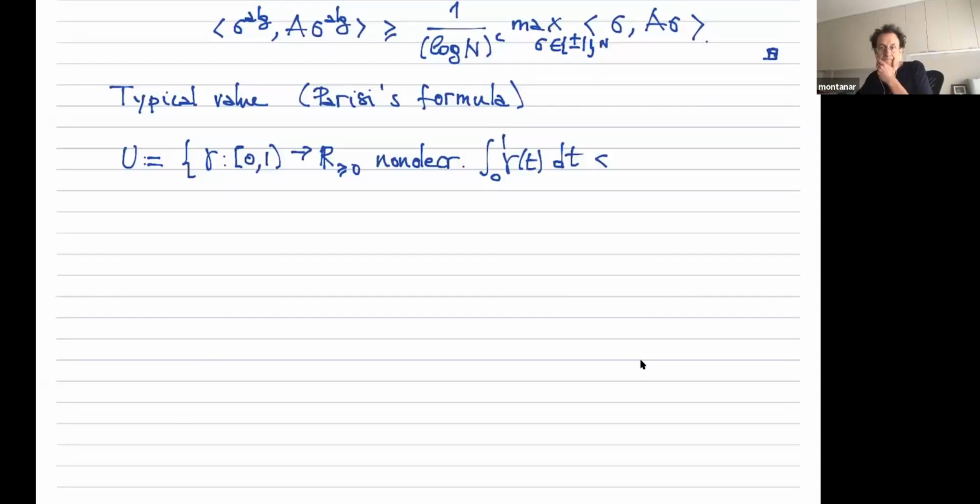Okay. So the typical value is given by Parisi's formula. You define the space of functions, non-decreasing, non-negative, with finite integral, not less than 1 but less than infinity. Okay, please let me know if it freezes. And for any such function gamma, you consider the following PDE.